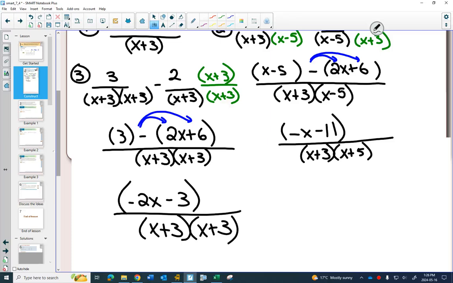Could you write the bottom as x plus 3 squared? You could write the bottom as x plus 3 squared. That would be fine as well.